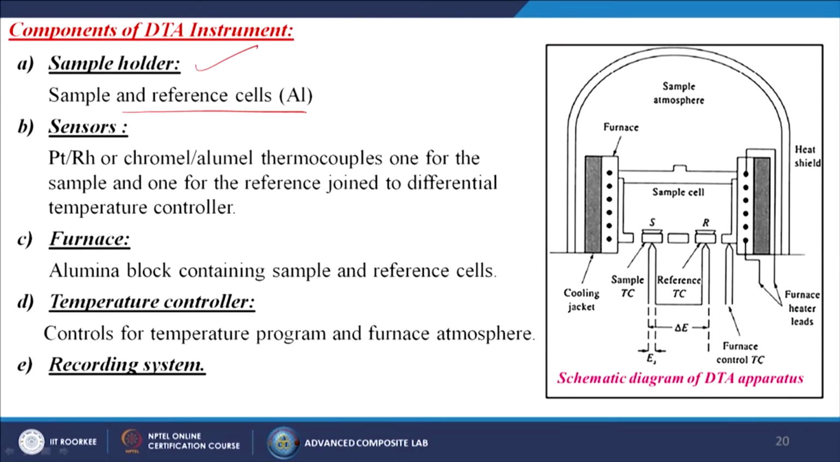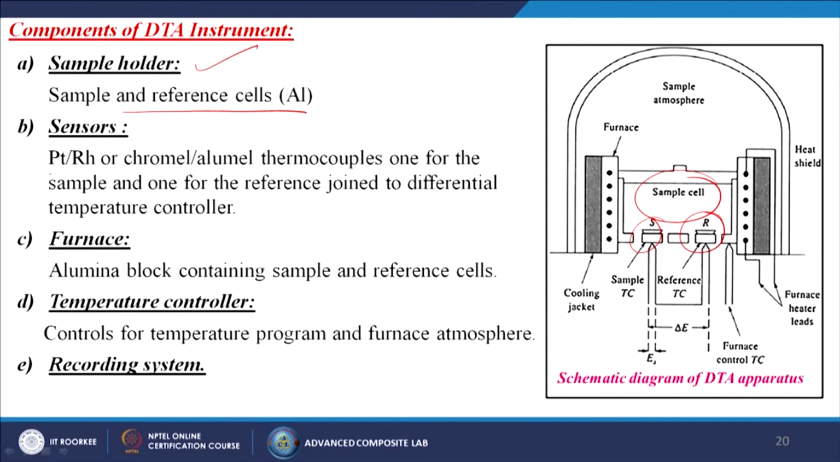So, first the sample holder, sample and reference cell. In this case this is the sample cell over there and this is the sample atmosphere, we are having that furnace, we are having the cooling jacket also. So, we are putting the sample, Tc over here and this is the reference.